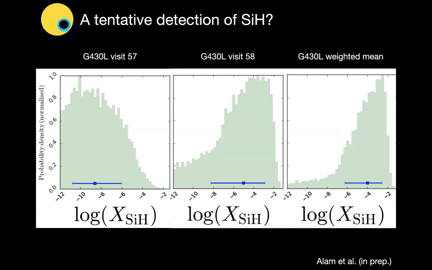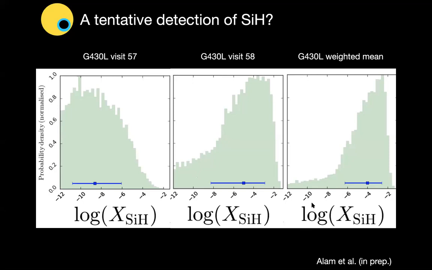So we ran our retrievals including the G430L visits as part of the transmission spectrum separately. And so here's what the posteriors for SiH look like if we include the first G430L dataset only in the transmission spectrum on the left, versus if we include only the second G430L visit, versus if we include the weighted mean of the 2 visits on the right.